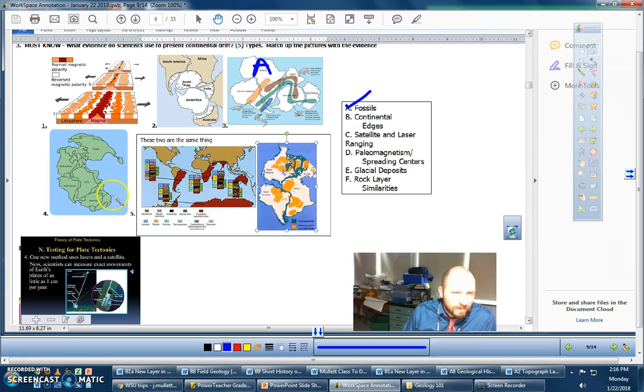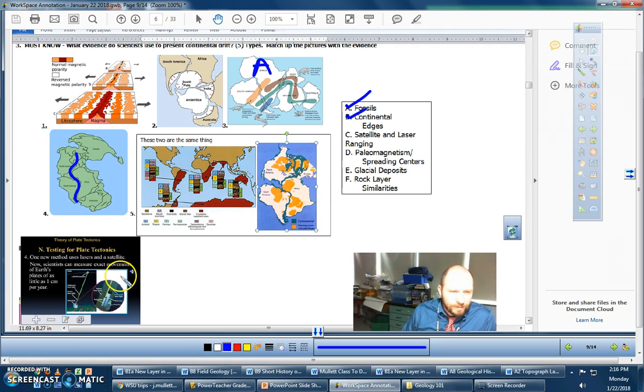Here we go, a nice little picture of Pangea, all the continents together, and we've got these boundaries and these borders that are very similar to not only the edges of the continents, but also the mid-Atlantic spreading center that we talked about earlier. That's going to be continental edges.